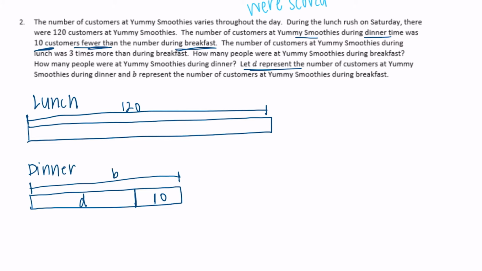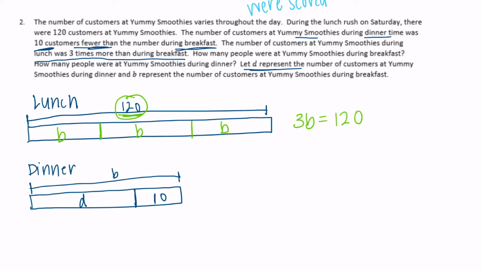All right, next sentence says, the number of customers at Yummy Smoothies during lunch was 3 times more than during breakfast. So whatever lunch was, it was 3 times more than during breakfast. So this lunch here, this 120, is 3 times more than breakfast. So we could break this into 3 pieces. So lunch, 3 breakfasts is equal to lunch. So we could say 3B is equal to lunch, which we know was 120.